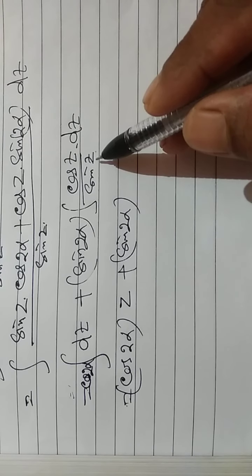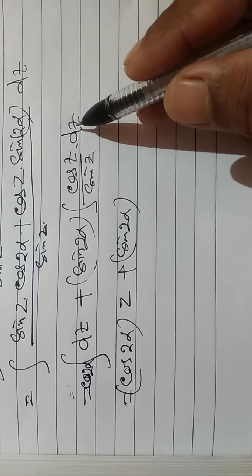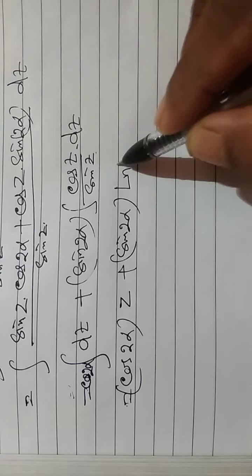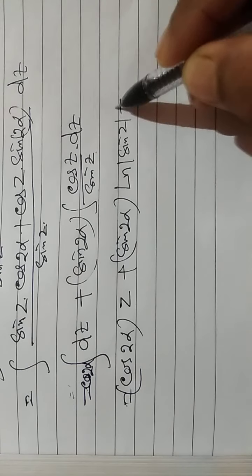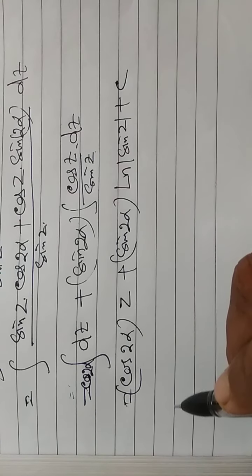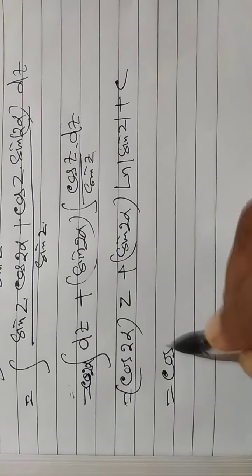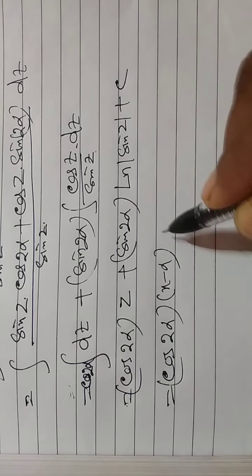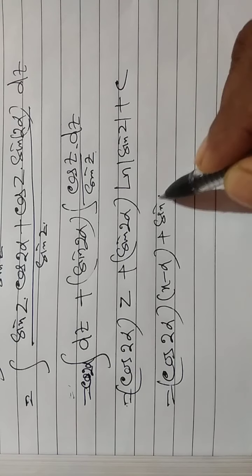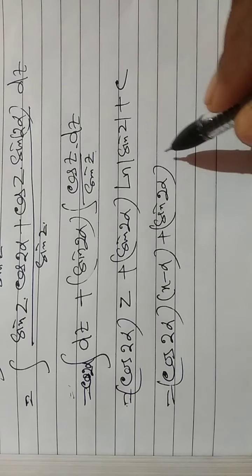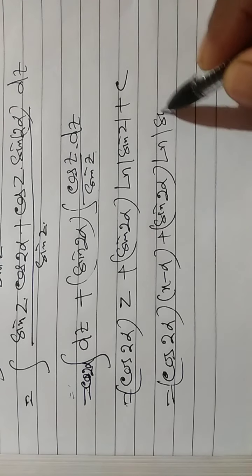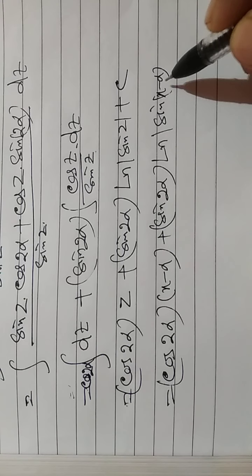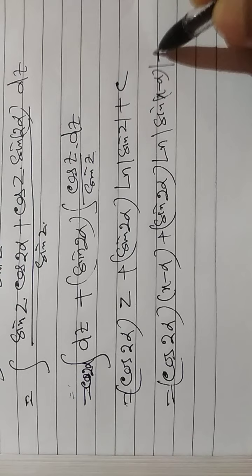If sin z is equal to t, then cos z dz is equal to dt, that is integration of dt by t, that is ln t, that means here ln of modulus of sin z plus c, and that is equal to cos 2 alpha into z, and we have z is equal to x minus alpha, that is (x minus alpha) plus sin 2 alpha into ln of modulus of sin z, z is equal to x minus alpha, that is ln of modulus of sin(x minus alpha) plus c.